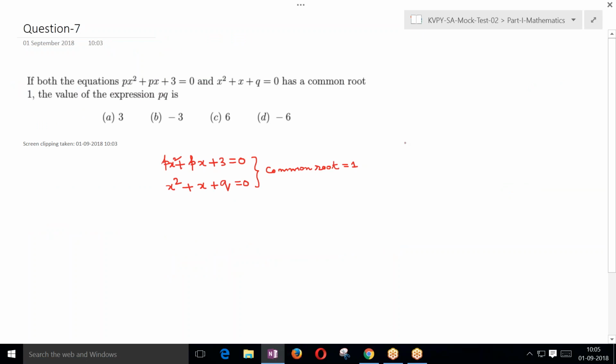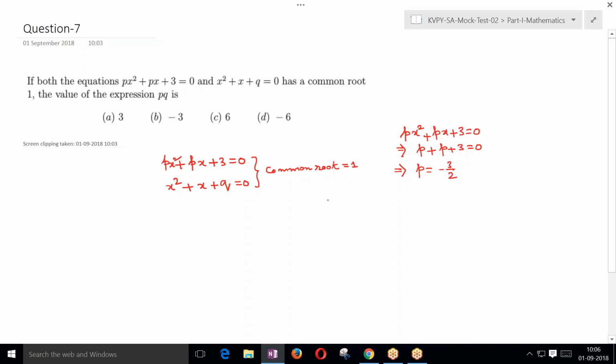So common root 1. In this equation, px square plus px plus 3 equal to 0, let's apply 1. So that implies p plus p plus 3 is equal to 0. So from here we get the value of p is equal to minus 3 by 2.